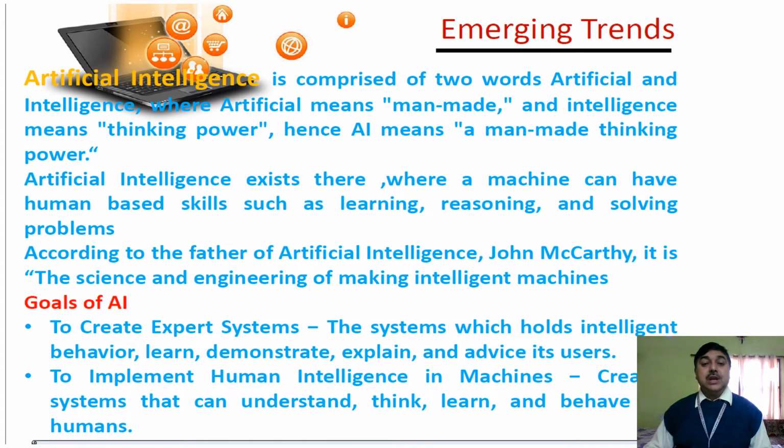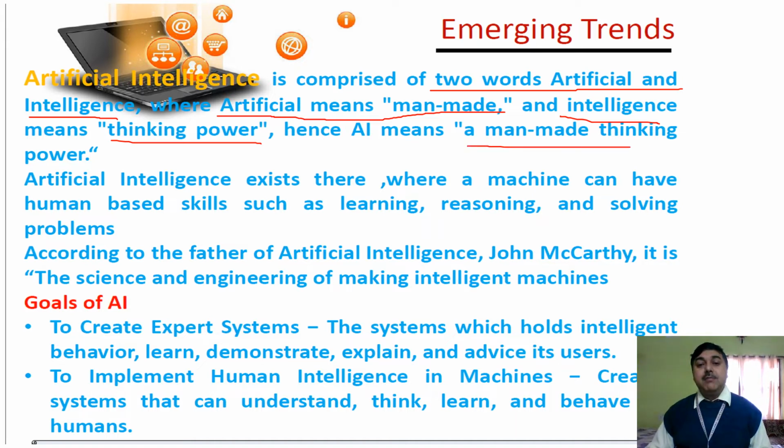Now, artificial intelligence. As we find, there are two words in artificial intelligence. What does that give us as meaning? Artificial means what? Man-made. And intelligence means what? The thinking power. That means if I combine these two, AI is a man-made thinking power. So it is not a machine-made thinking power. Who is making it? Man is making it. Human beings are making it.